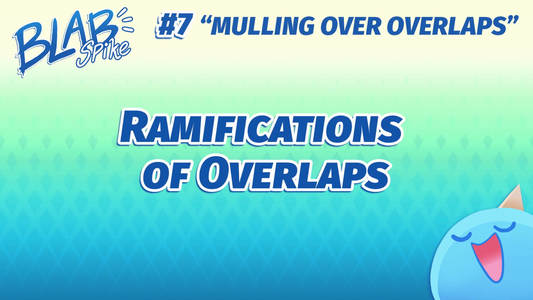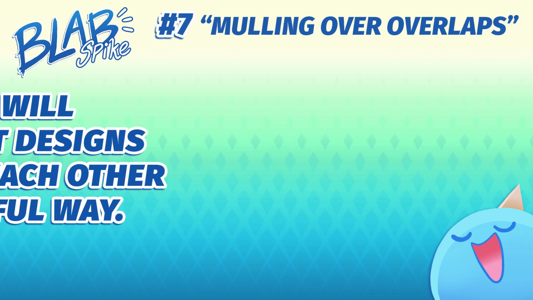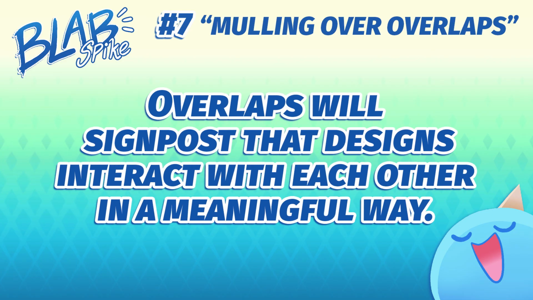Beyond creating combos and non-bows, overlaps do have a meaningful impact on projects as a whole. To generalize, overlaps will manifest in a few ways. For example, overlaps will signpost that designs interact with each other in a meaningful way. Generally, how each design interacts with each other is not immediately obvious to every person, but people are pattern recognition machines, and overlaps in all their forms are meaningful patterns.